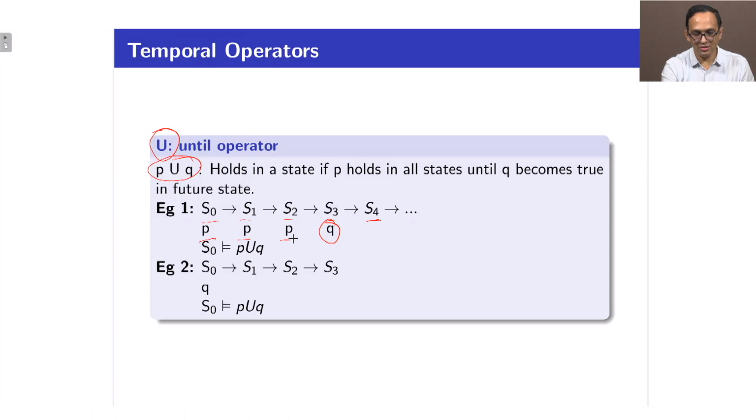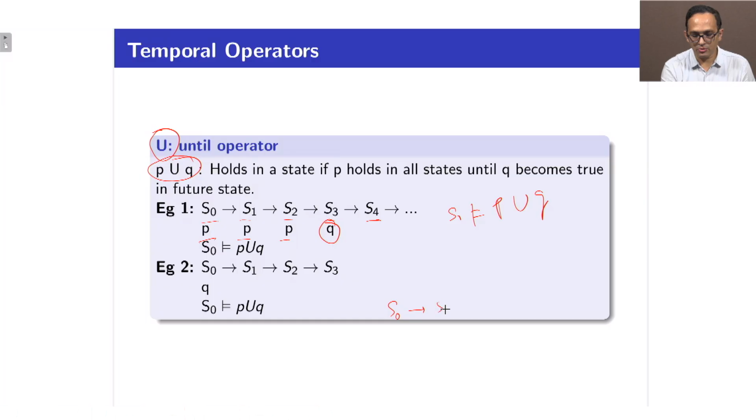So, then I can write S0 satisfying p until q. Why? P holds in S0, S1, S2 and q holds. So, here I am saying p is true until q is true, but q has to be true somewhere, right. You cannot have a path where only p is true, because then p until q does not hold, right.